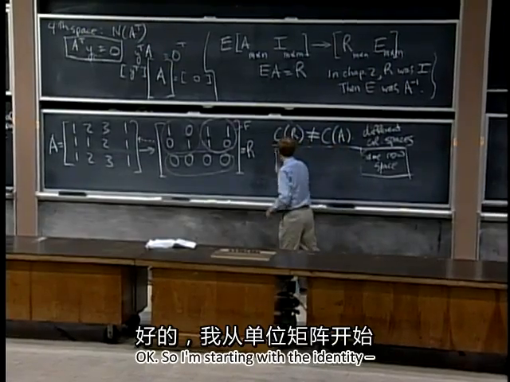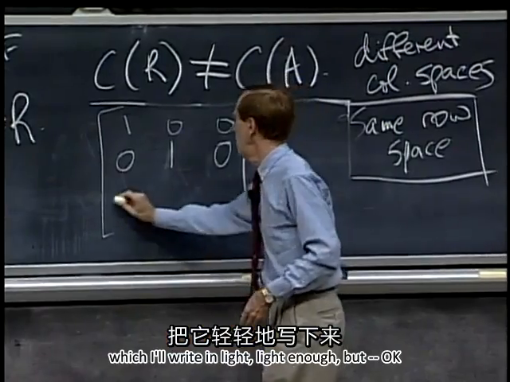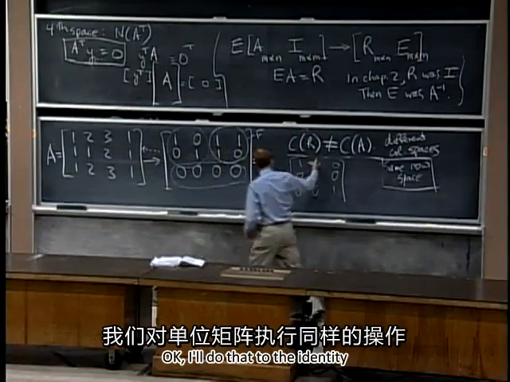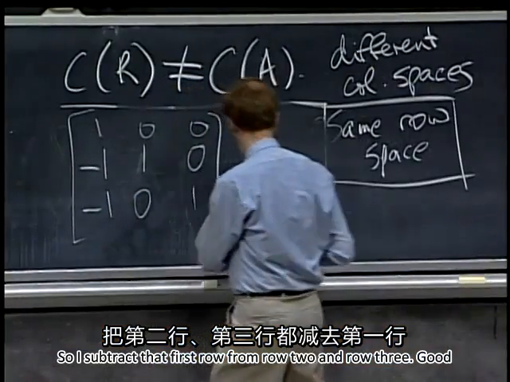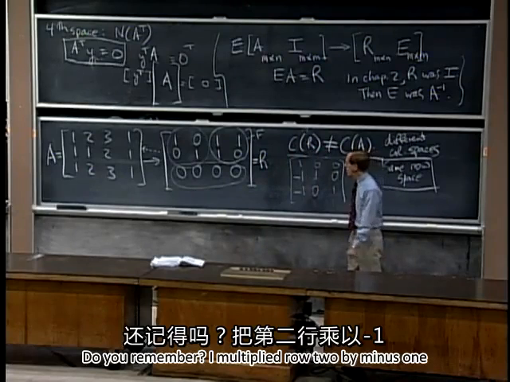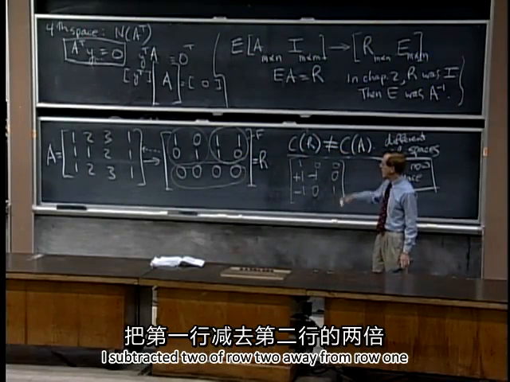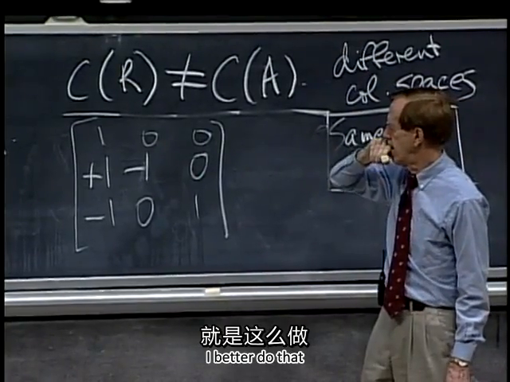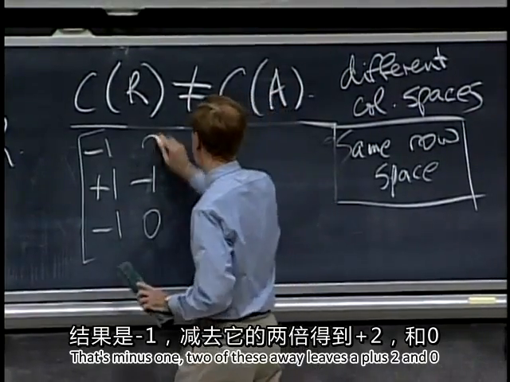Okay, so I'm starting with the identity, which I'll write in light. Okay, what did I do? I subtracted that row from that one and that row from that one. Okay, I'll do that to the identity. So I subtract that first row from row 2 and row 3. Good. Then I think I multiplied, do you remember? I multiplied row 2 by minus 1. Let me just do that. Then what did I do? I subtracted 2 of row 2 away from row 1. I better do that. Subtract 2 of this away from this. That's minus 1. 2 of these away leaves a plus 2 and 0.